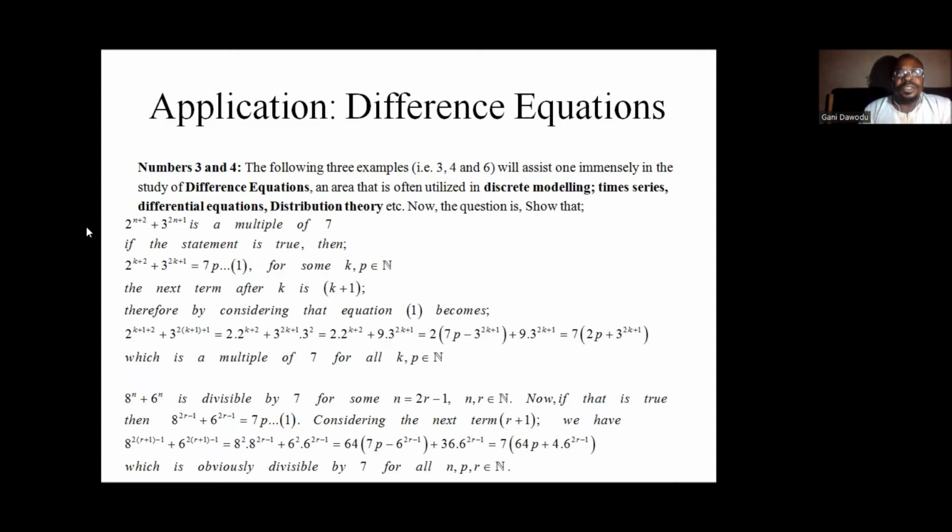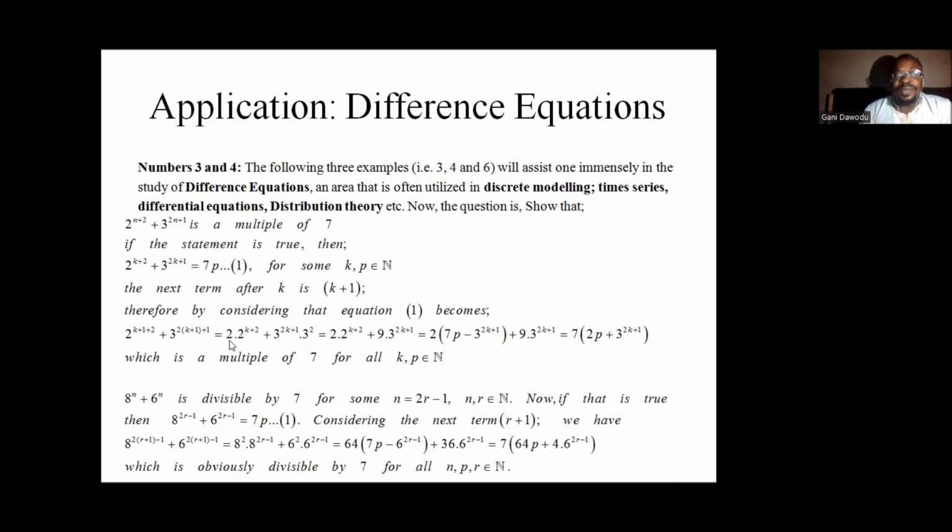The next question, which is question 3, says we should show that this expression is a multiple of 7. If that is valid, then this is true, where p is any natural number. In fact, k and p are natural numbers. Then we just say that if this is true for k, then what about the next instance? The k plus 1 instance, where k plus 1 will be put in the office of k.